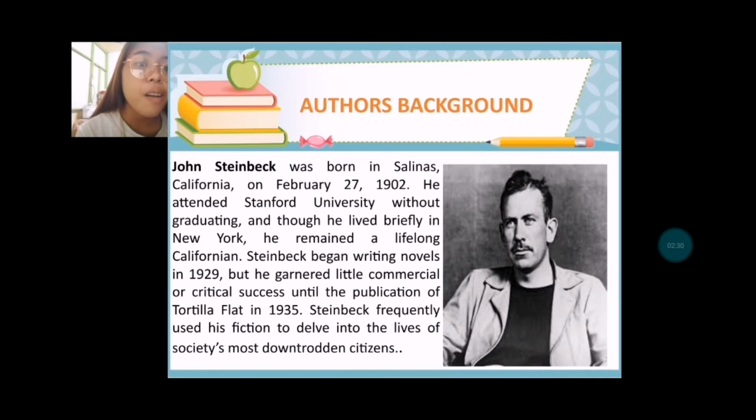Steinbeck began writing novels in 1929, but he garnered little commercial or critical success until the publication of Tortilla Flat in 1935. Steinbeck frequently uses fiction to delve into the lives of society's most downtrodden citizens. So, he describes the subsequent exploitation by a ruthless system of agricultural economics. That was his purpose.